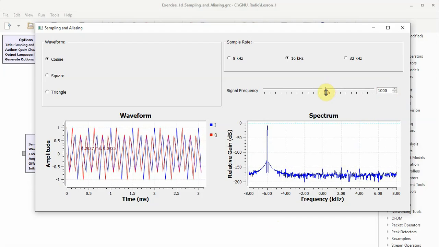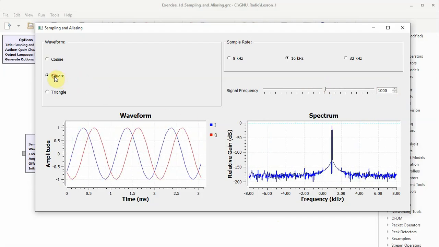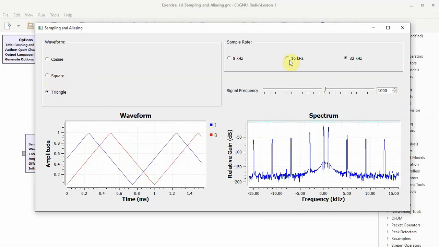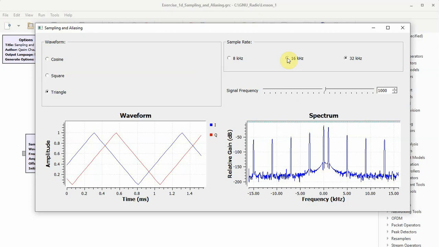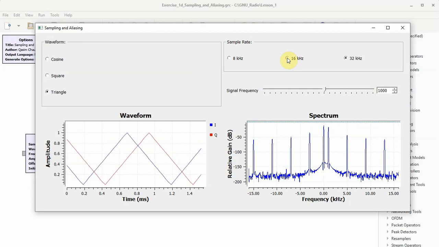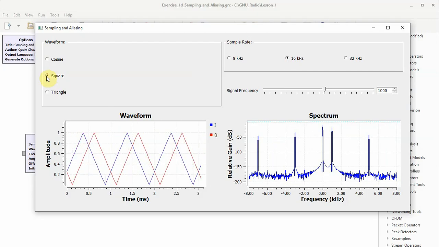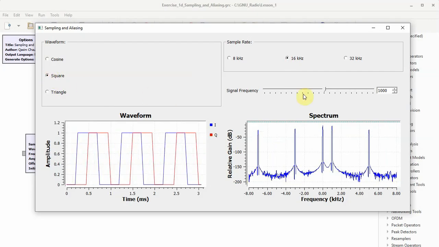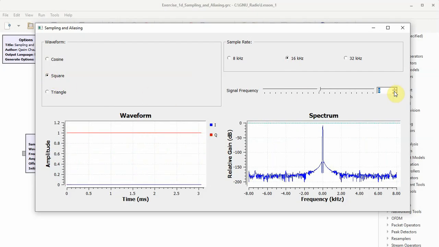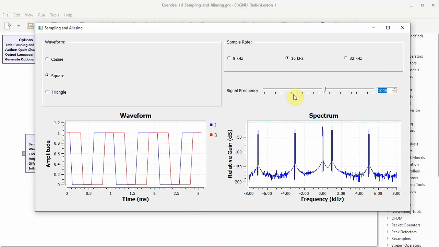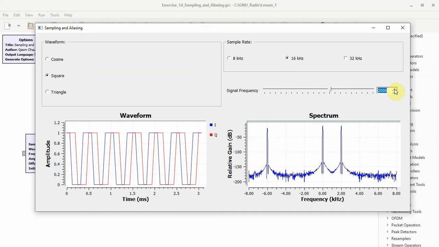The same concepts can be repeated with a square wave and a triangular wave. But right now, my purpose is not to show you the aliasing in terms of those signals, I want to show you what their waveforms and their spectra look like. So let's choose a sample rate of 16 kilohertz and a square wave. If the frequency is 0, obviously nothing happens. With a frequency of 1 kilohertz, we can see something interesting happening, which we will discuss later.